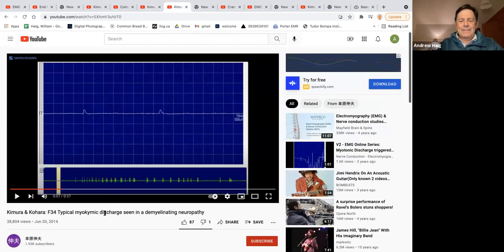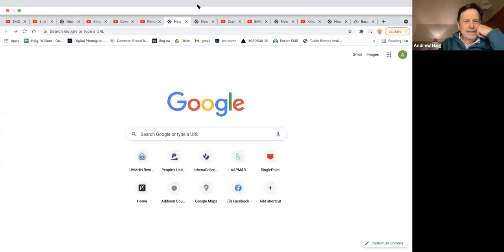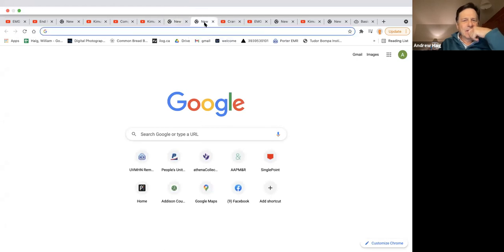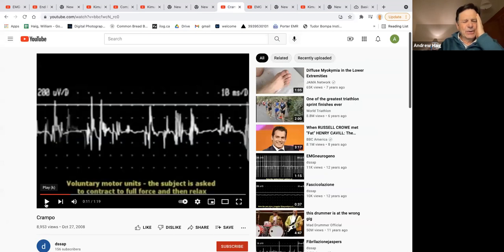These are myokymic discharges, and these are actually hard to appreciate, but I'll show it to you. Remember, there's three or four or five motor units that fire, but not in the same order altogether, but they kind of work together and rank, rank, rank. So here we go. Zip, zip, zip, zip. If you look at the bottom, they were all kind of regular. The next one I've got is a cramp. And this is, you can't quite appreciate, but here we go.